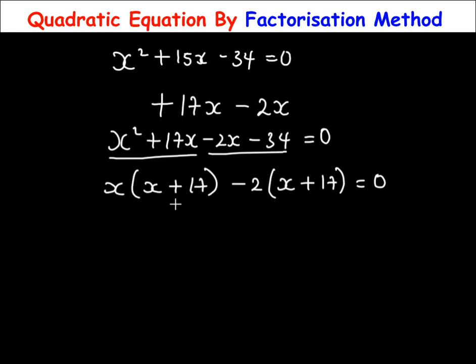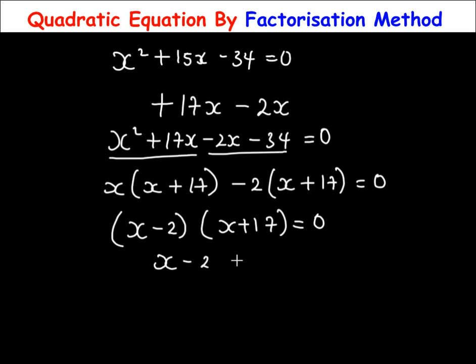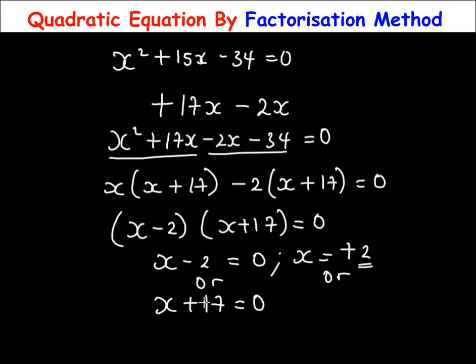Okay, so then pick x and minus 2 and put them in the bracket. So in bracket, x minus 2, then pick one of these, x plus 17 is equal to 0. Then to solve for x, equate x minus 2 to 0 and x plus 17 to 0. So x minus 2 is equal to 0, okay, or x plus 17 is equal to 0. So to solve for x right here, minus 2 will cross the equality sign over. So x is equal to plus 2, okay, or to solve for x right here, plus 17 crosses the equality sign, x is equal to minus 17.